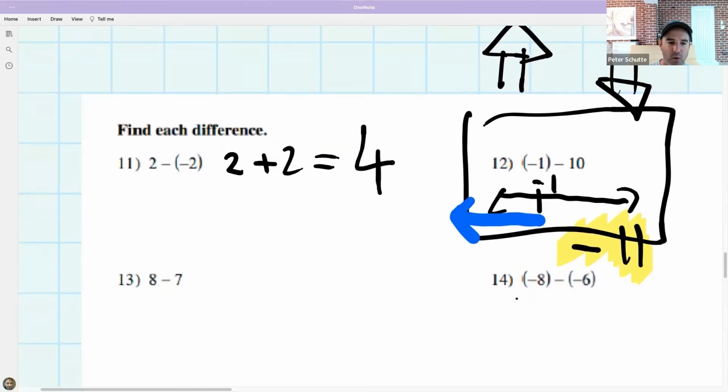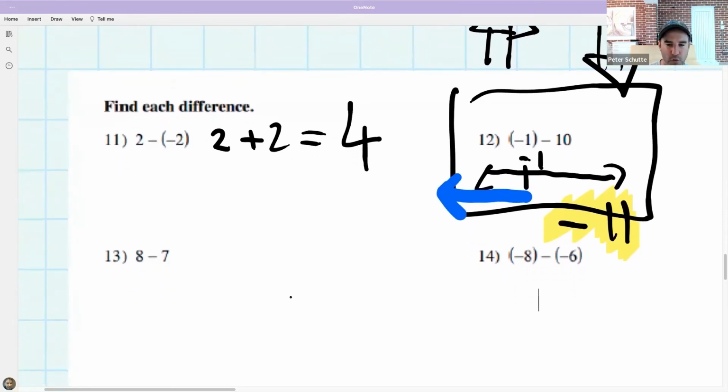Okay, now I want to see, can you do 13 and 14? I know 14 is a little bit tricky, but I want you to try and do 13 and 14 by yourself and put them in the chat. And see if you can use the same thinking that I've showed you to help do number 14.